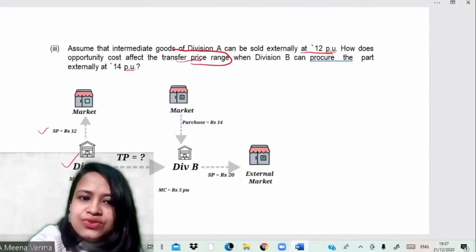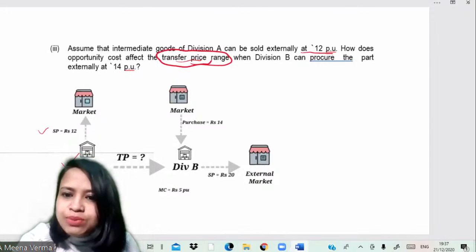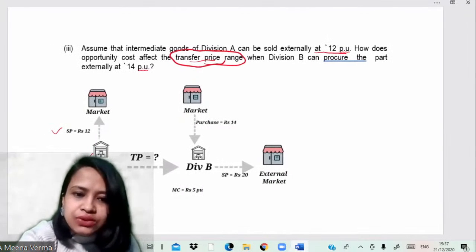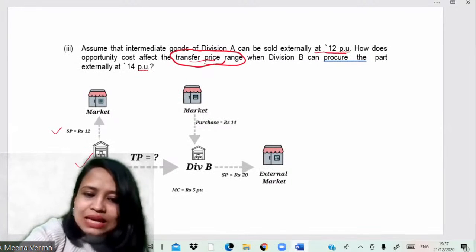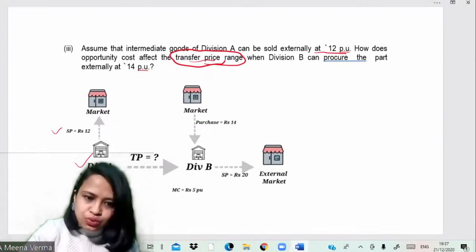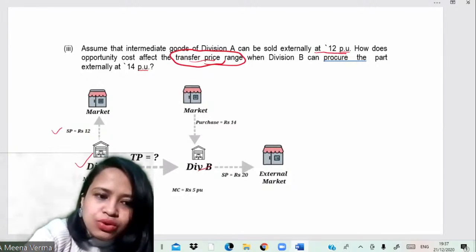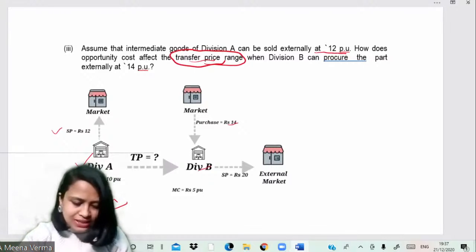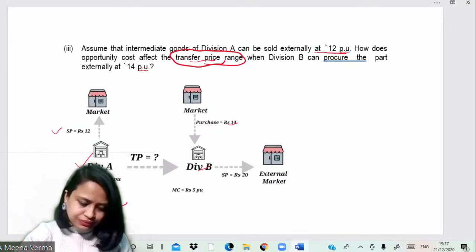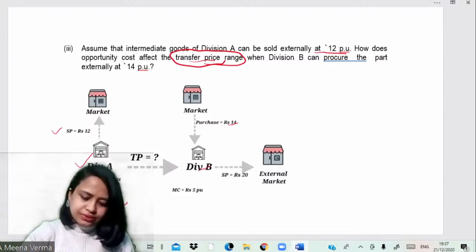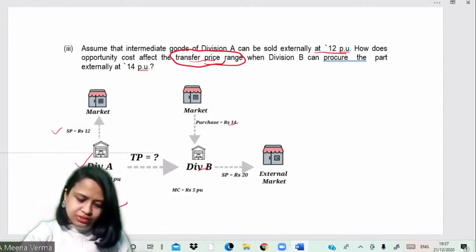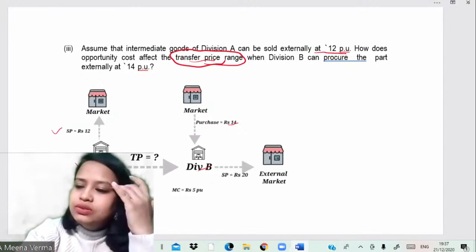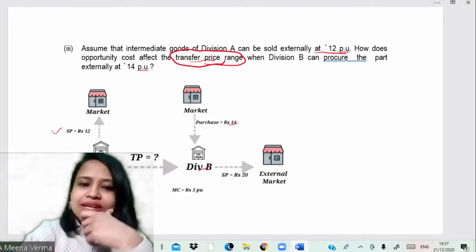How does the opportunity cost affect the transfer price range? Your transfer price range will get affected when division B can procure the part externally for rupees 14. In the same question, they have also mentioned that division B can buy this product externally for rupees 14. So now tell me what will be the price range in this case?